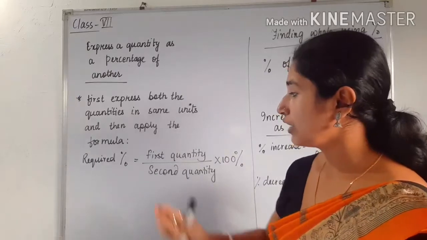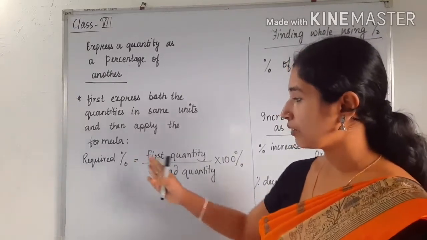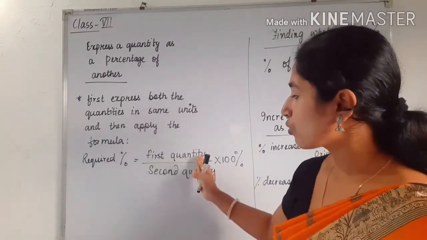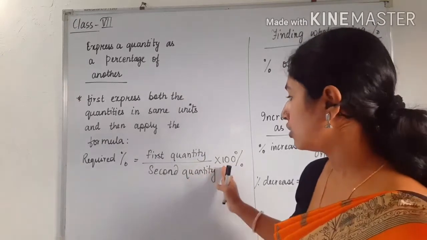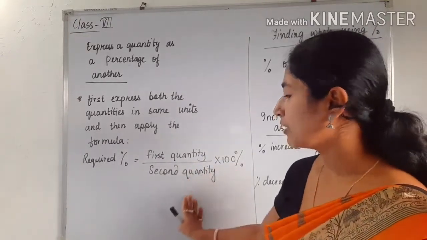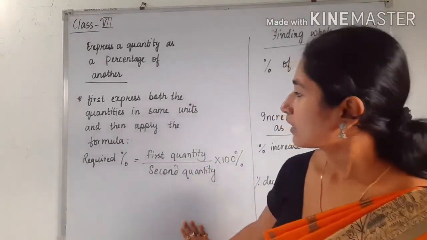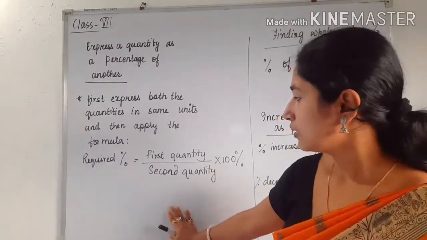After that we have to apply this formula. Required percentage is equal to first quantity by second quantity into 100. This will come in percentage. That will be the required percentage.